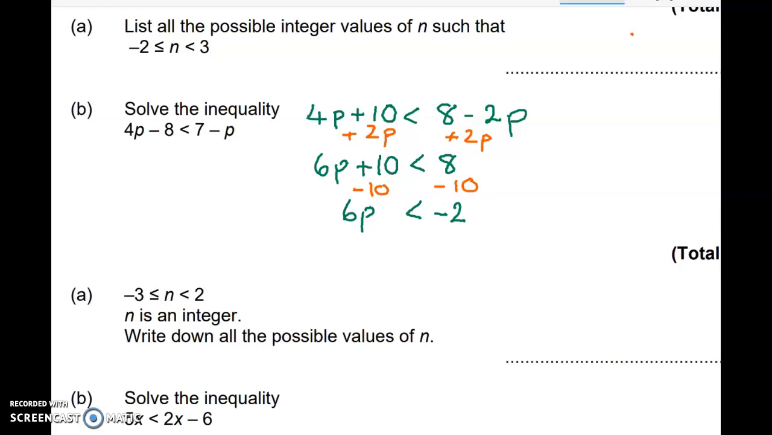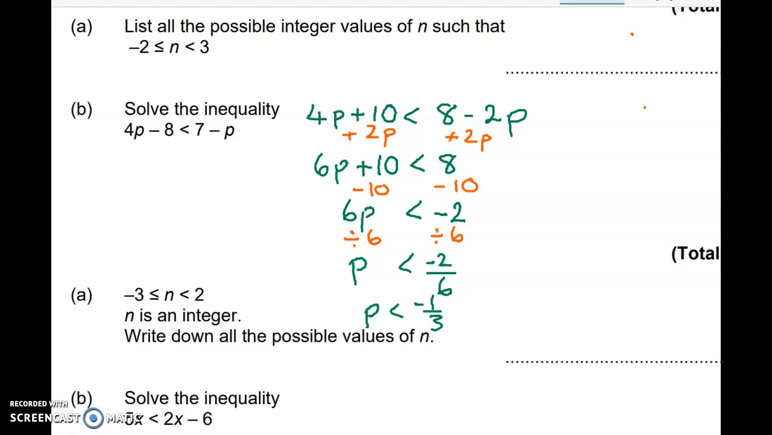Then I want to know what just p is, so I'm going to divide by the 6. 6 divided by 6 is just 1, so I end up with just p is less than minus 2 over 6. That's it as a fraction. If you had a calculator, you could cancel it down. So this actually cancels down to minus a third, because I can divide top and bottom by 2.